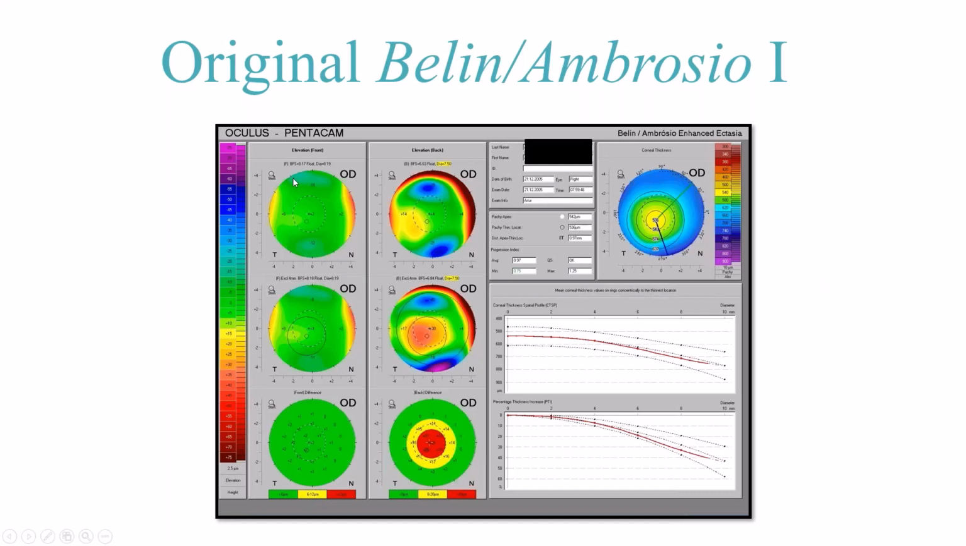But this was the original BAD display, which we now call Belin Ambrosio 1. And it has the same things I discussed. This is anterior elevation, posterior elevation with a best fit sphere. This is the enhanced reference surface, and this is the numerical difference between the two. These are Renato's graphs, and this is a corneal thickness map. But what you'll notice, since most of you are familiar with the newer versions, is there's no parameters listed, there's no standard deviations, there's no overall reading to the map.